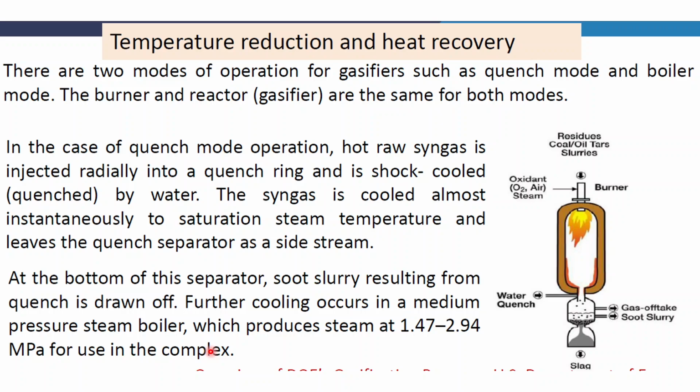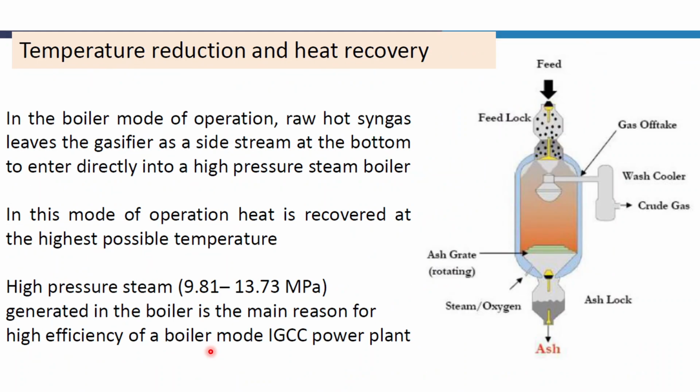megapascal pressure of steam. The second method is boiler mode, in which the feed is introduced from here and steam and oxygen are introduced from below, and syngas formation takes place here. Further, this syngas is sent to a boiler for heat recovery, and here you can see that it produces high pressure steam of 9.81 to 13.73 megapascal.